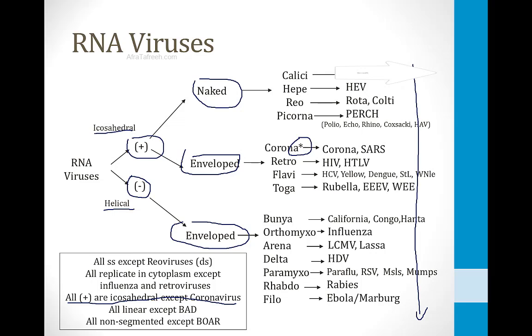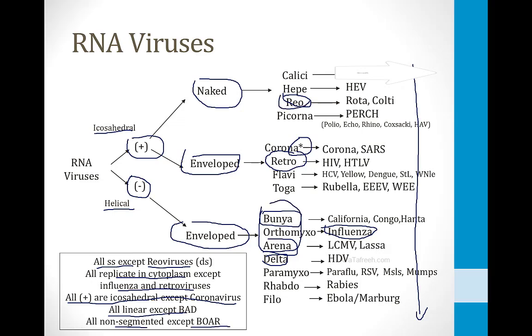All of these RNA viruses are single-stranded except for the Reoviruses, which are right here. They all replicate in the cytoplasm except for influenza and retroviruses. So influenza is an orthomyxovirus, and the retroviruses are both right here. All RNA viruses have a linear genome except for the BAD viruses, and BAD stands for bunyavirus, arenavirus, delta virus. And then finally, they're all non-segmented except for the BORR viruses. Those are the ones that have segmented genomes. So that's bunya, orthomyxo, and arena, and also the Reoviruses up here.